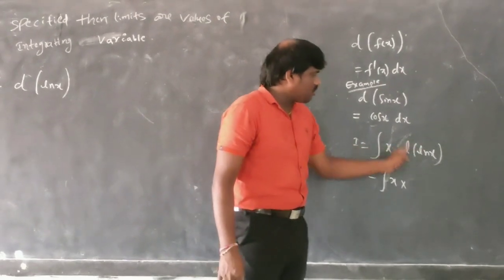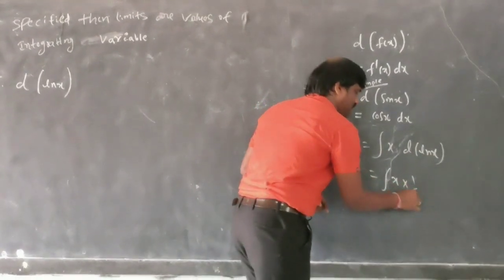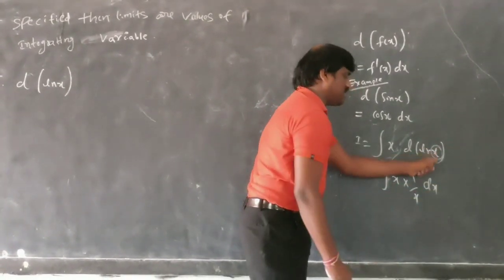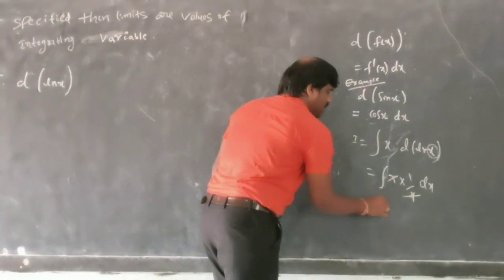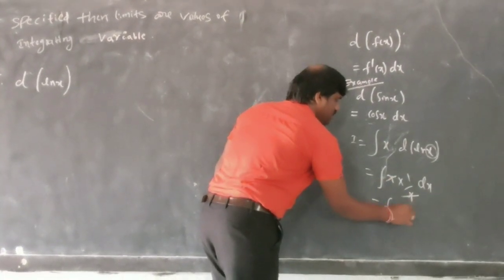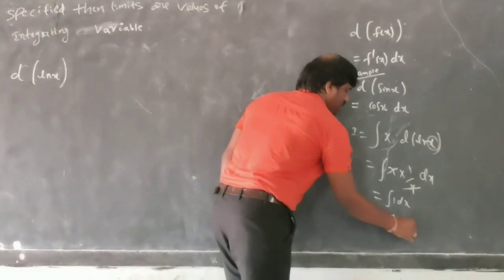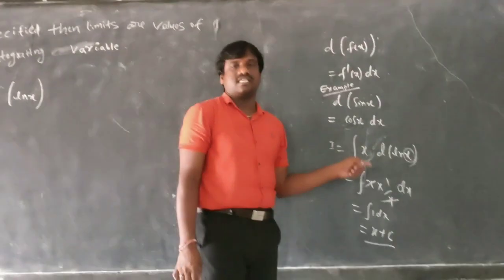So here also, what is the differentiation of ln x? Differentiation of ln x is 1 by x, and the variable it carries, whatever the variable is there, that carries as dx. So now this is cancelled. I got integration 1 dx. What is the integration of 1? That is x plus c. This is in the case of indefinite integration.